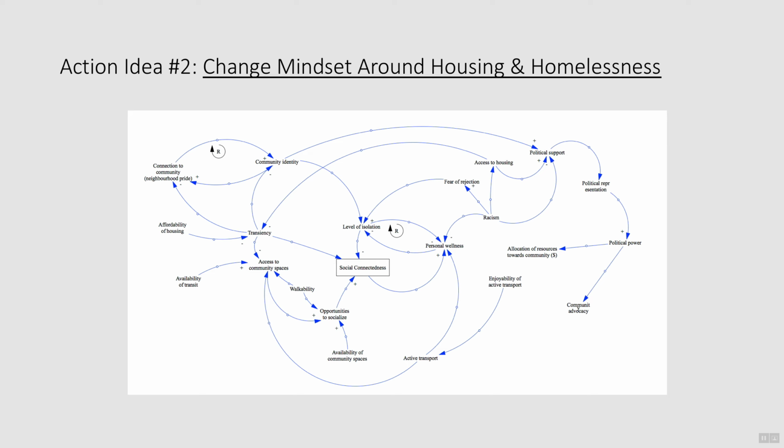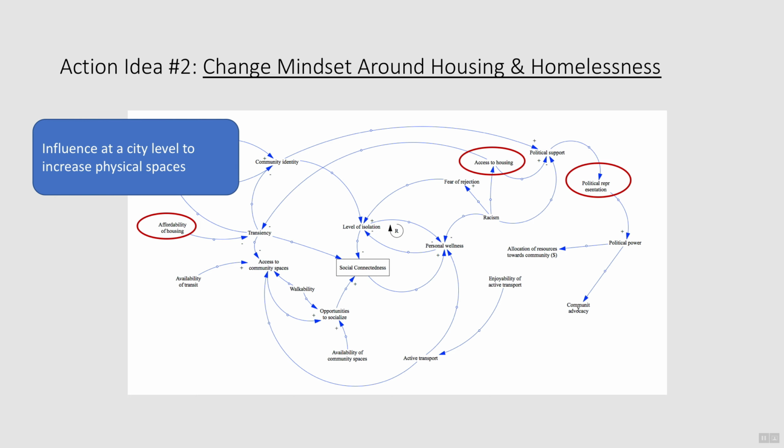The second action idea also focused on a change in mindset, or a paradigm shift in the system. This change in mindset was around housing and homelessness. Specifically, looking at the causal loop diagram, the participants decided that in addition to what they were already doing with the Homelessness Task Force, they also needed to influence at a city level to increase physical spaces.